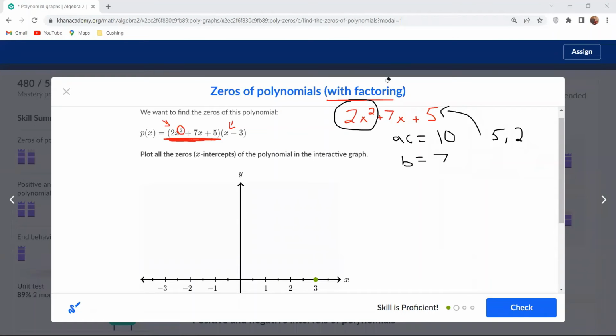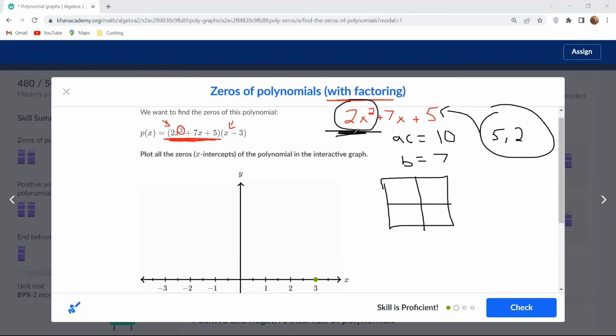So let's take our numbers 5 and 2 and use the box method. In the box method, we draw a nice little box here. In the top left always goes the leading term of our quadratic, so that's 2x squared. You only need to do this when the leading coefficient is not 1. In the bottom right will go your constant term, which for us is 5. What 2 numbers go here and here? Those are the 2 numbers you came up with that multiply to AC and add to B. They're going to go with an x, so 5x and 2x.